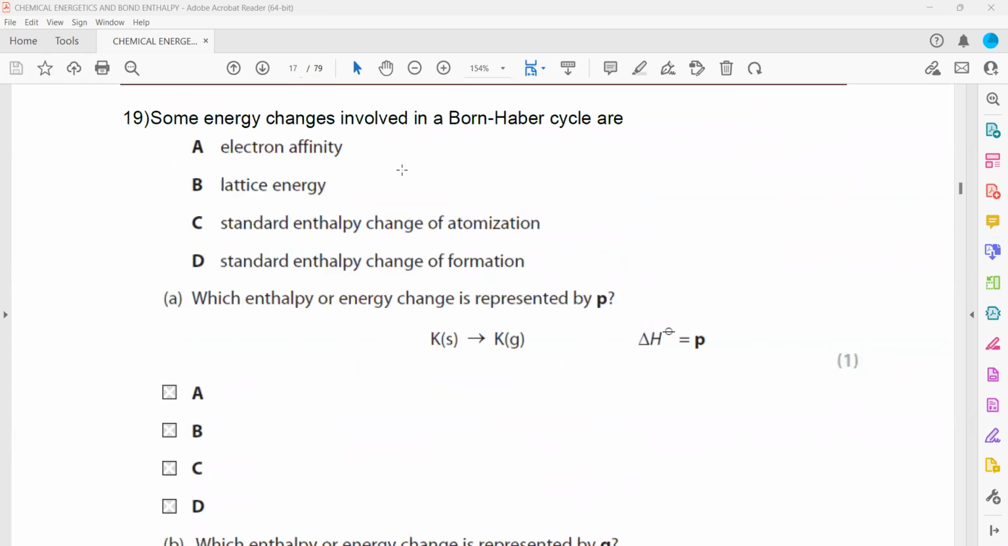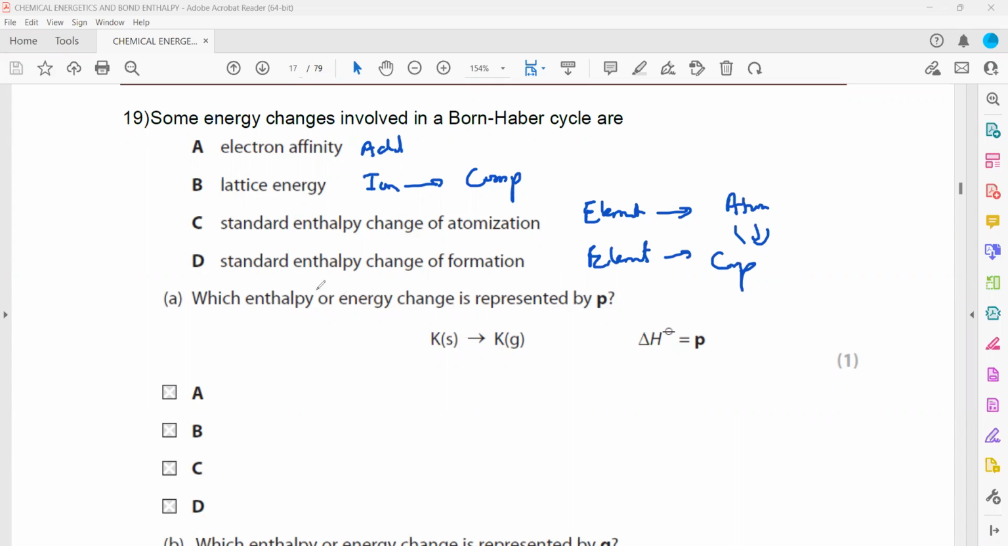Next, some energy changes are involved in a Born-Haber cycle. In a Born-Haber cycle, normally we use it to work out the enthalpy change or lattice energy. Electron affinity, lattice energy. Affinity means when an electron is added. Lattice energy means when ions form a compound. Atomization means when an element in any other state forms atoms in the gaseous state. An element forming an atom, we call atomization. And standard enthalpy change of formation means when elements form a compound.